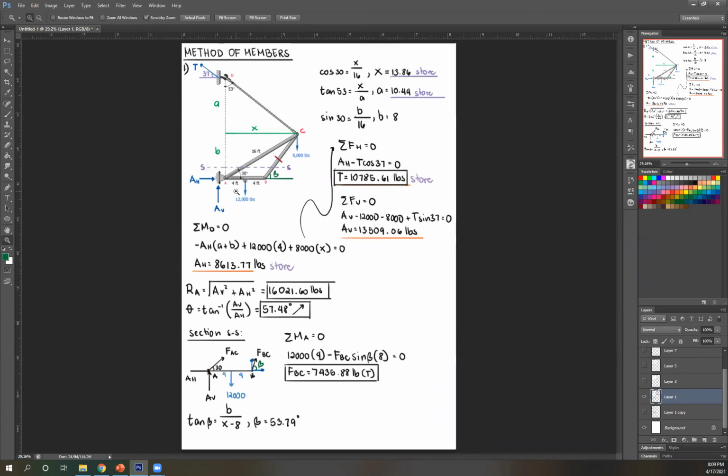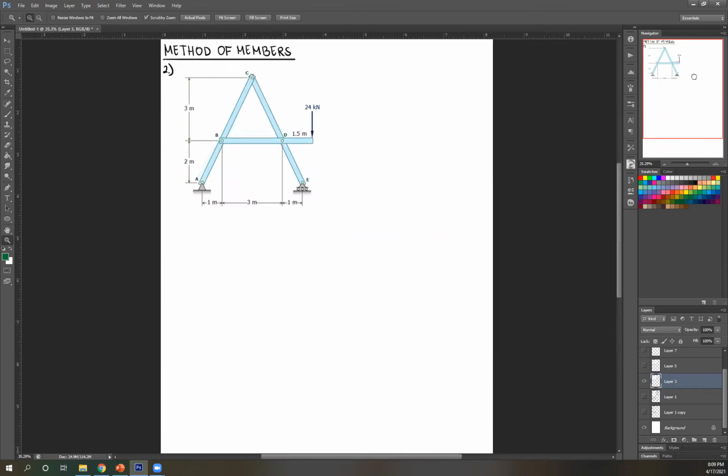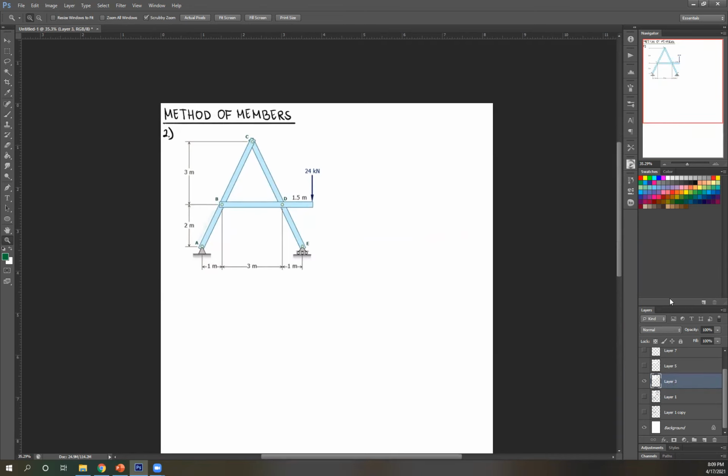Okay, so that is just for teaching you the concept for method of members. Now let's move on to an example that's actually using method of members. Okay, so number 2.